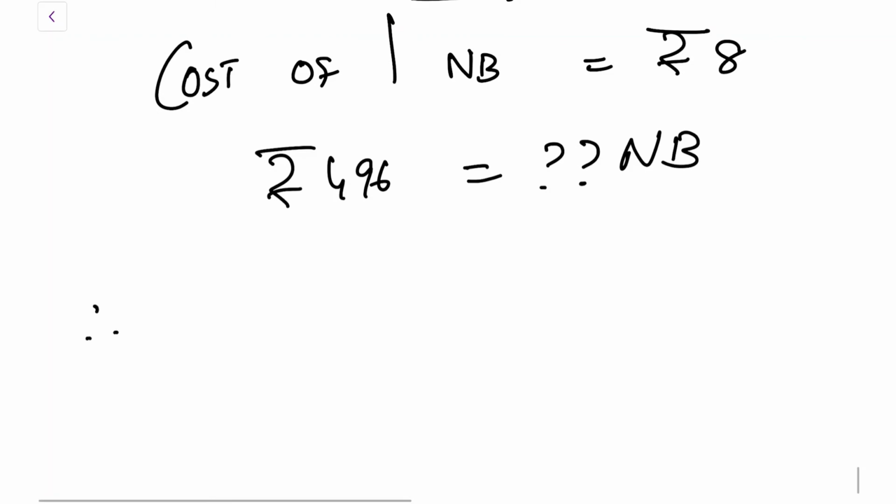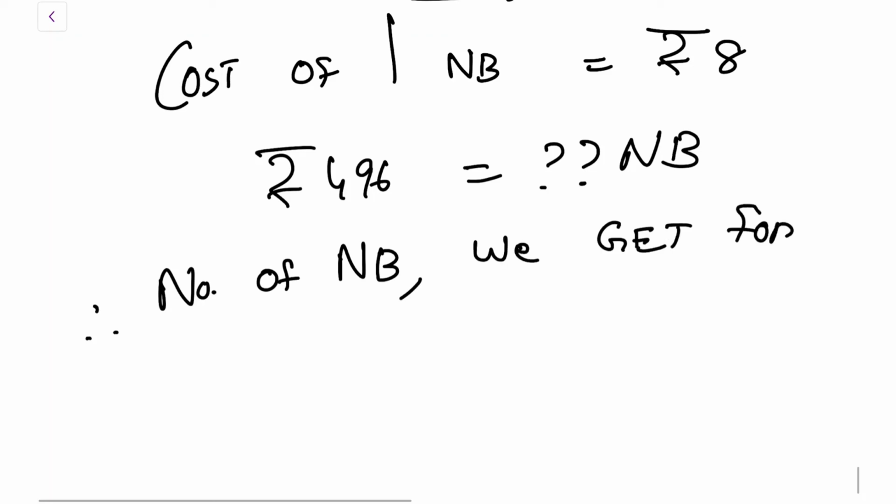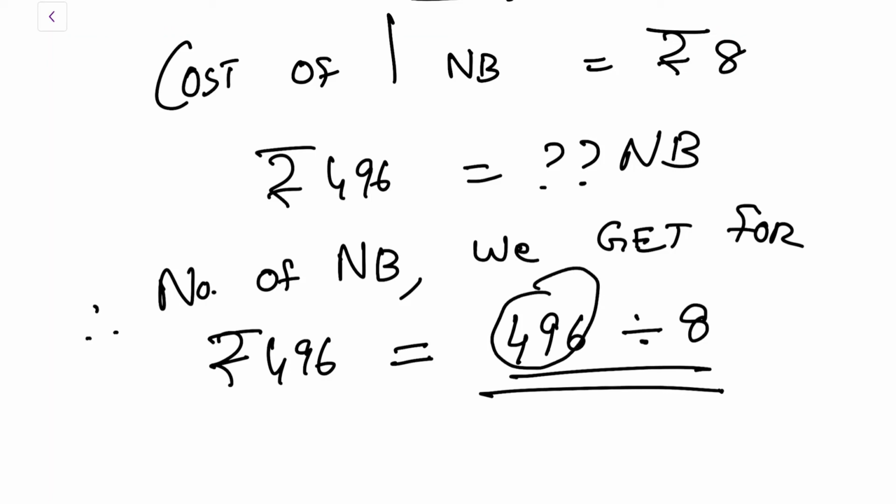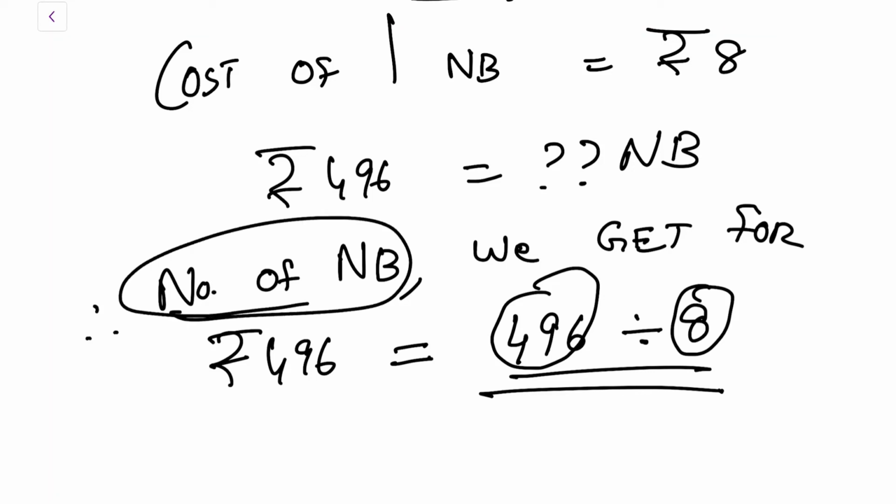So, the number of notebooks we get for 496 rupees is 496 rupees divided by 8. How did I get this? Because we divided the total cost, that is 496, by the cost of each book, that is 8. This is how you can get the total number of books. So total cost divided by the cost of each notebook. Alright. So 496 divided by 8.